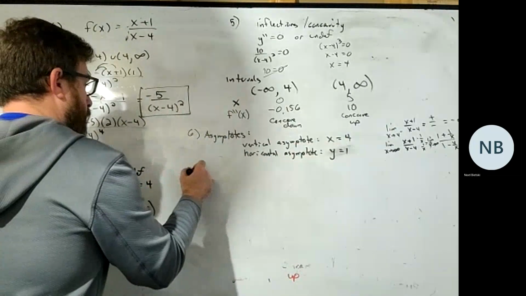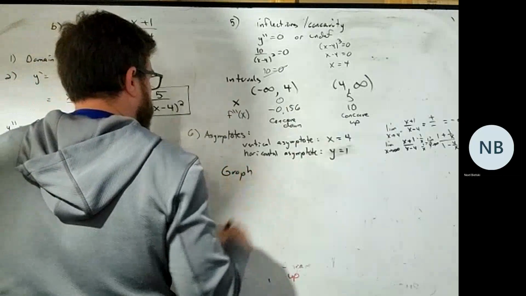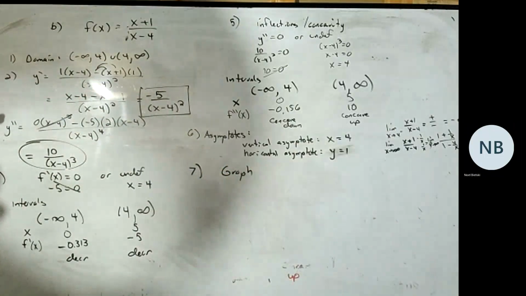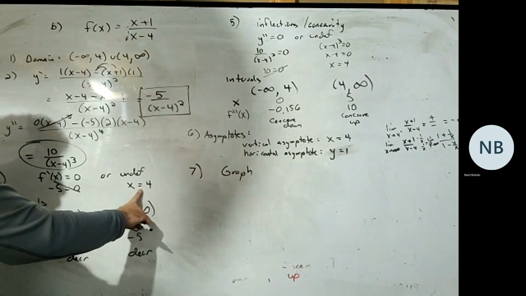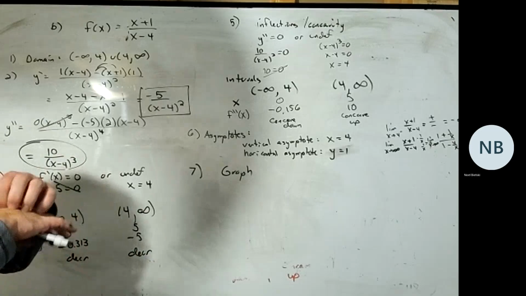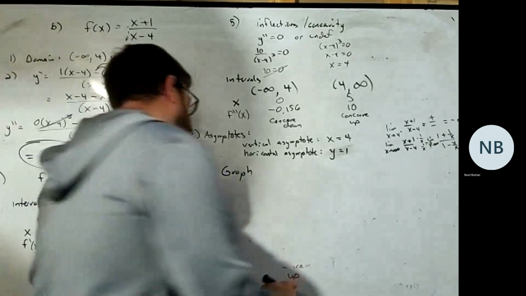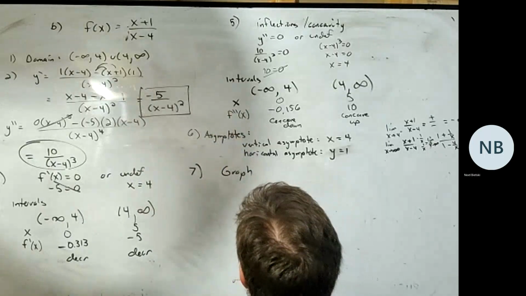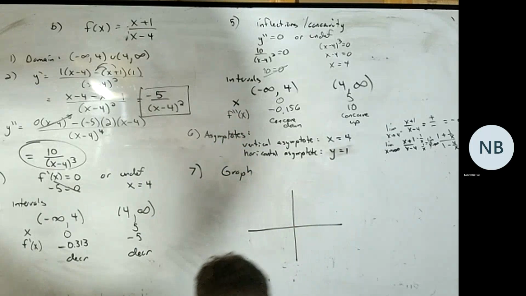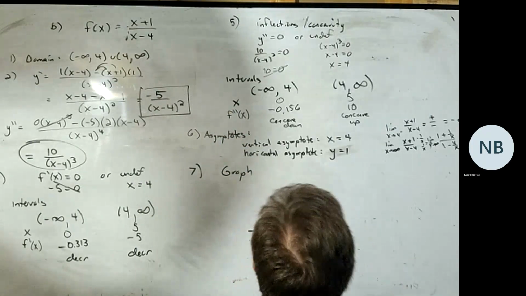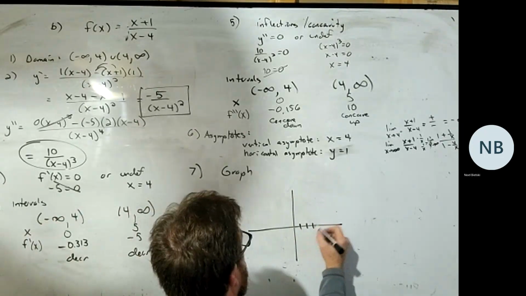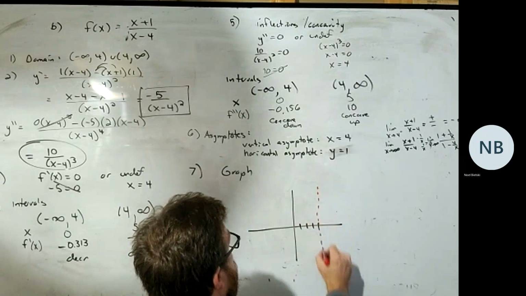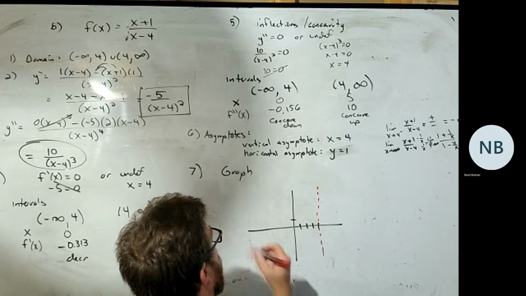So when we have to graph this for number 7, notice there were no critical points. The only spot that we split this was at an asymptote. So I'm not going to graph any critical points. All I'm going to be able to do is graph asymptotes and then talk about increasing, decreasing, and concavity. So what I know is that this function has a vertical asymptote at x equals 4, 1, 2, 3, 4. It's got a horizontal asymptote at y equals 1.